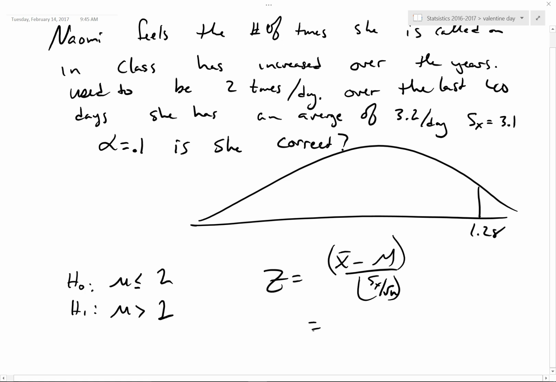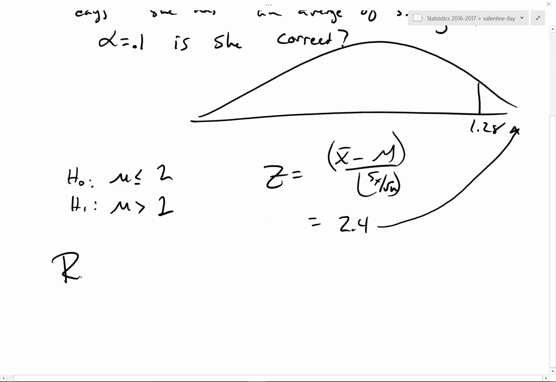And this came out to be 2.4 something. It's out here, which would be weird. But it would only be weird if what? H naught's true, so my decision is to reject H naught. And what are we saying? Naomi. Well, Naomi's right. Of course, let's make sure we get that right.